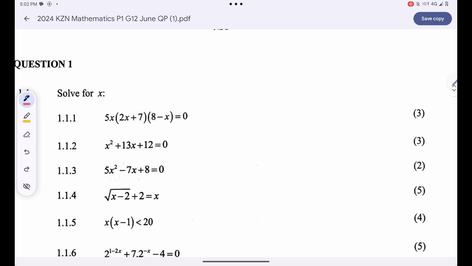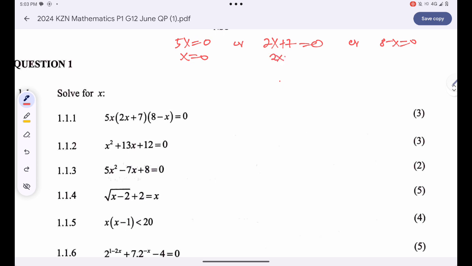So over here, I'll simply say 5x is equal to 0, or 2x plus 7 is equal to 0, or 8 minus x is equal to 0. Then all I have to do now is to just isolate x in all of these equations. So I have 5x equal to 0. I just need to divide by 5 on both sides. Therefore, x will be equal to 0.